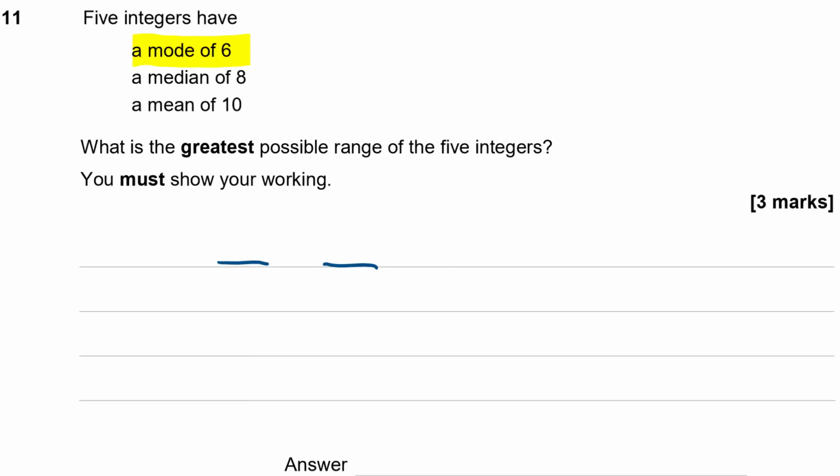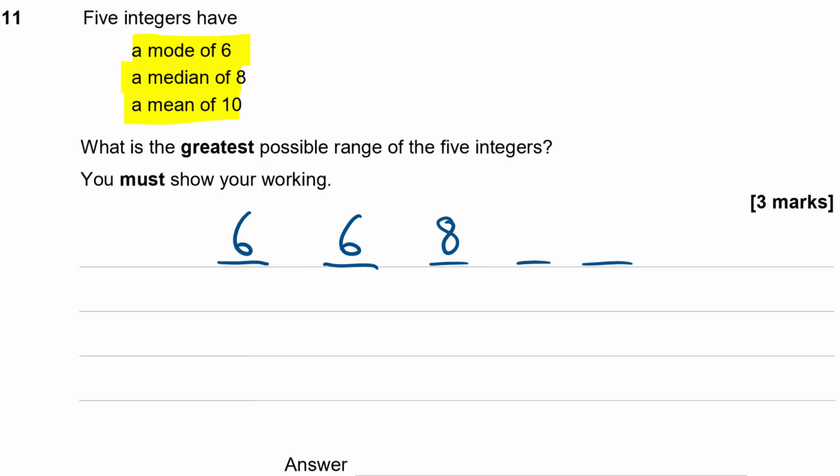Right, so I've got 5 spaces to fill. Okay, now I know that 2 of them must be 6s at least. There might be 3 or more, but we know that must be at least 2. Now, it's got a median of 8. Now, because there are 5 numbers, the middle one must be 8. Which means, because I have to have 2 6s, that these 2 here must be the 6s. So I've got rid of those. Okay, so I've got 6, 6, 8, and something and something.